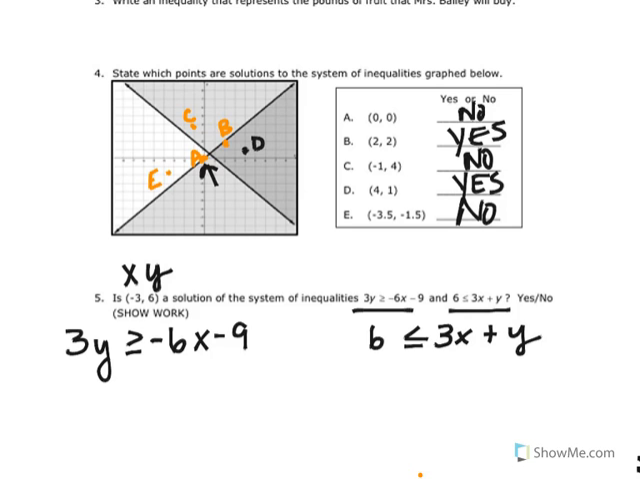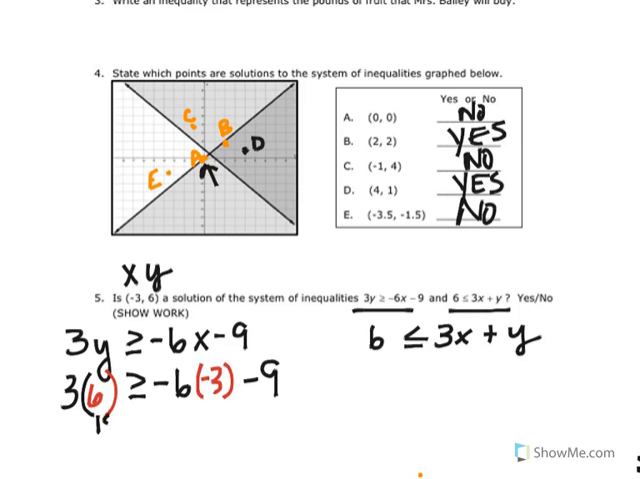So we have 3, and instead of y, we're going to put in a 6, 6 is greater than or equal to negative 6, and instead of x, we're going to put in negative 3 minus 9. So all I did was substitute the x's and the y's. So let's go ahead and solve this.